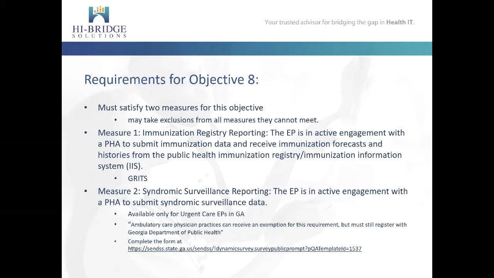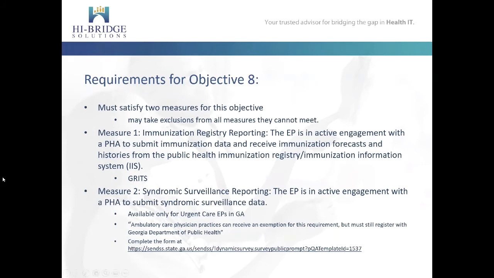Number 2, syndromic surveillance reporting. The EP is an active engagement to submit syndromic surveillance data. Now, as far as EPs, this is only available for urgent cares in Georgia. Urgent care EPs in Georgia, but not all EPs. And there is a statement on the website of the Department of Public Health stating this. However, it also says ambulatory care physician practices can receive an exemption for this requirement, but must still register with the Georgia Department of Public Health.